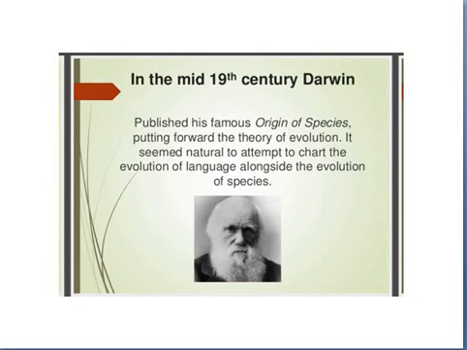In the mid-19th century, Darwin published his famous Origin of Species, putting forward the theory of evolution. It seemed natural to attempt to chart the evolution of language alongside the evolution of species. Darwin was a great scholar, and his book focused on evolution.